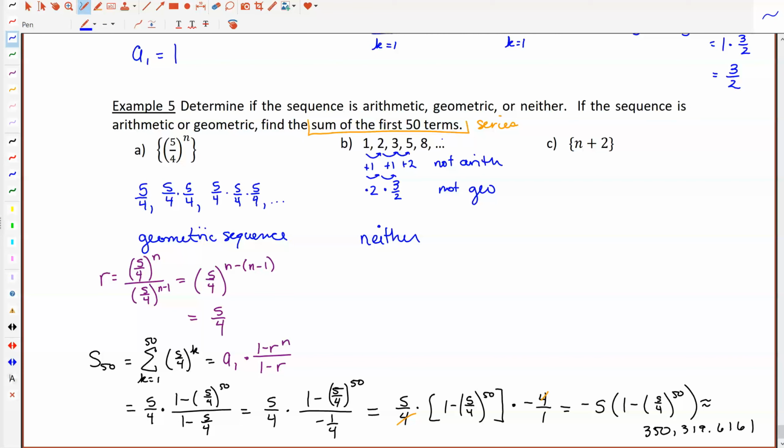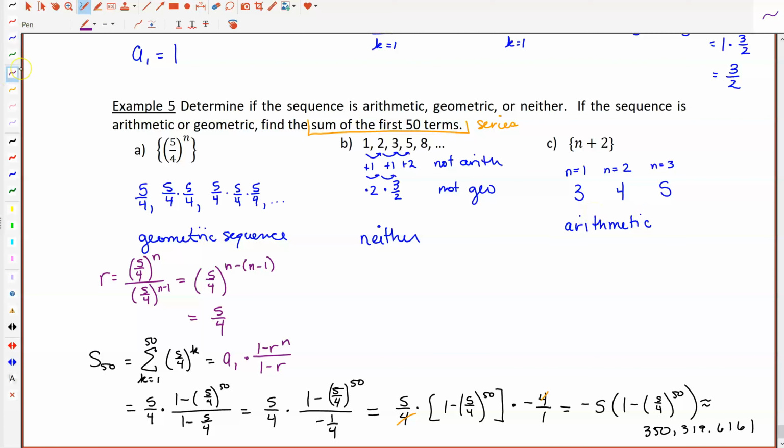All right, for the last example, we're given an explicit formula of n plus 2. If I generate a couple terms of the sequence, if n is equal to 1, you get 1 plus 2, which is 3. If n is equal to 2, you get 2 plus 2, which is 4. If n is equal to 3, you get 3 plus 2, which is 5. And we can keep going, but here's where I'm starting to feel that this is going to be arithmetic.